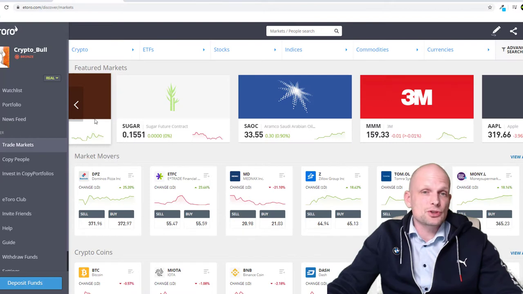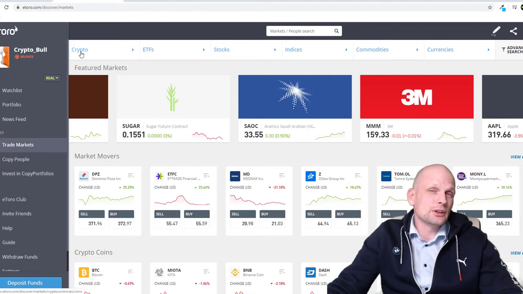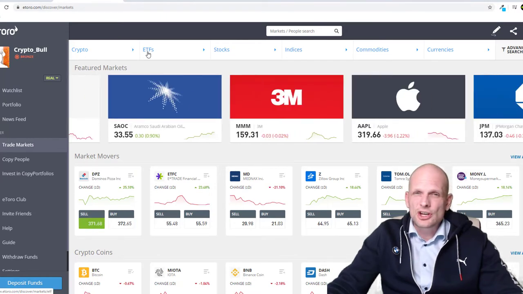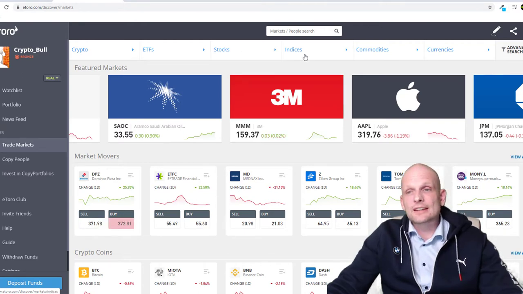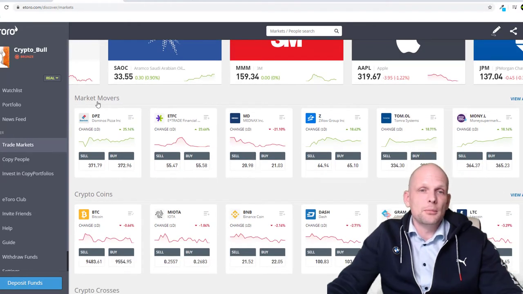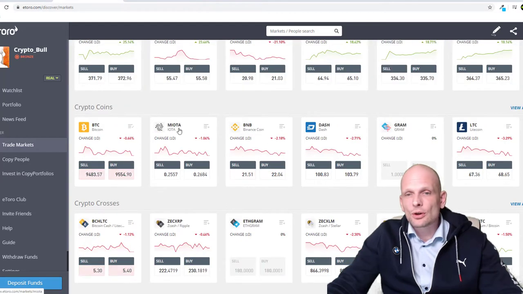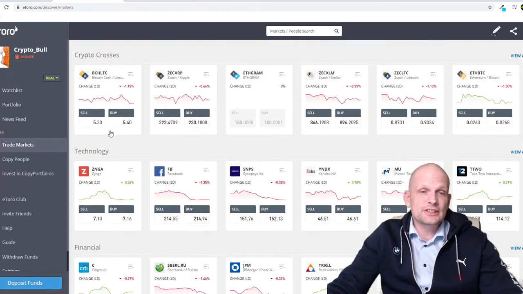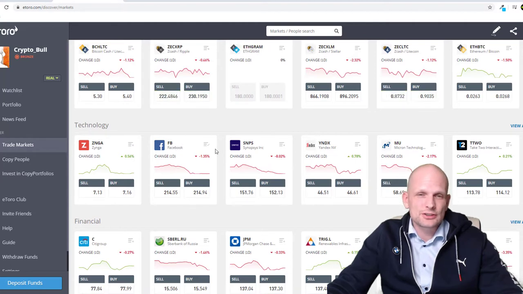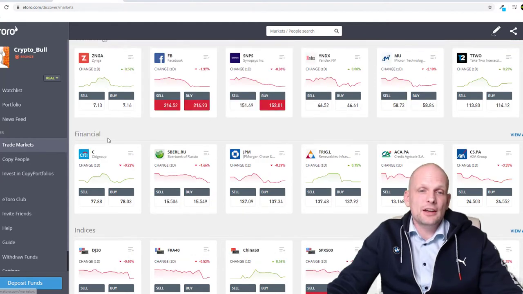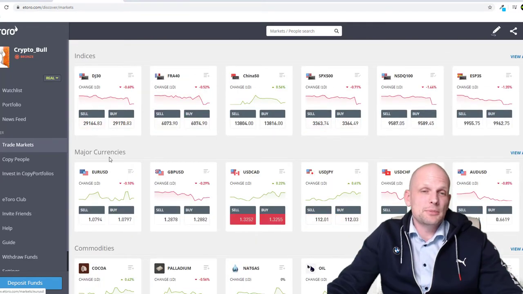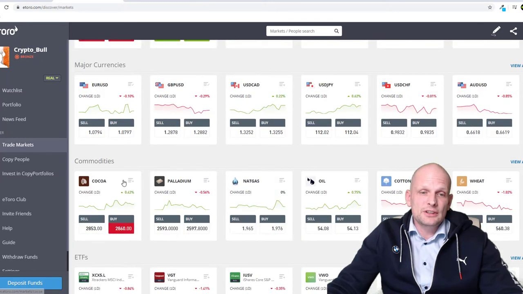They have different markets here which you can trade. As you can see on top we have futures markets, then we have cryptocurrencies. If you are interested you click on crypto. You can trade ETFs or exchange traded funds. You can trade stocks here. You can trade indices, commodities and currencies. Currencies, this is the forex market. If you scroll down you can see market movers, crypto coins like Bitcoin, IOTA, BNB or Binance Coin, Dash, Litecoin and so on and so forth. Here are crypto crosses, technology stocks, financials and indices, major currencies and major currency pairs. This is the forex market. And commodities, cocoa, palladium, natural gas, oil and so on and so forth.